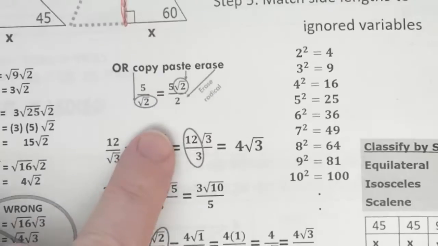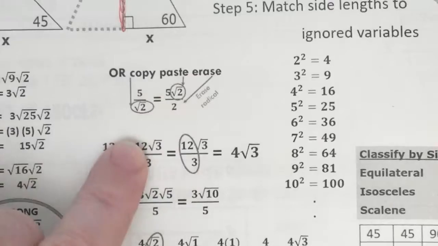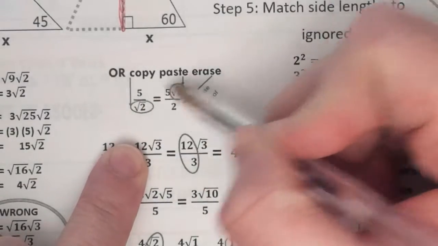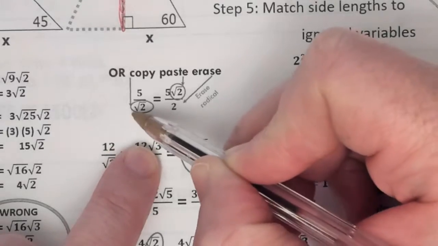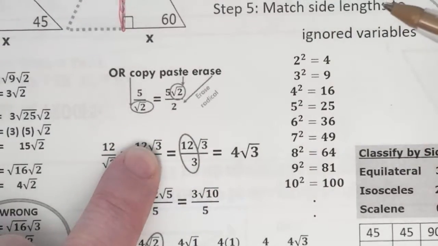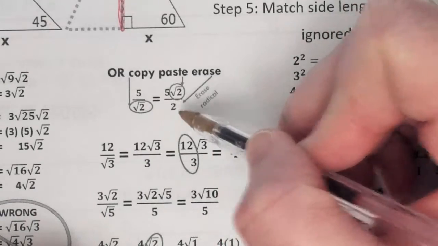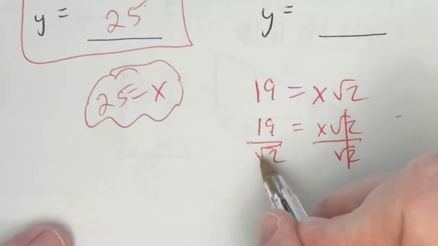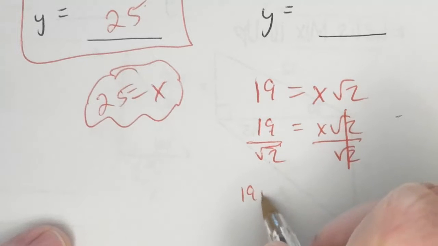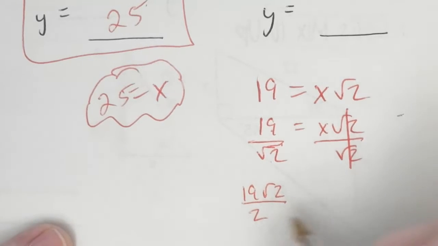So on your hot topics, I give an example. It's copy, paste, erase. You copy the radical, you paste it on top, and you erase the radical that was on the bottom. So basically, you move the radical to the top, you leave the number behind. So let's do that here. Move the radical to the top, so that's 19 radical 2, and leave the number behind, which is just a 2.